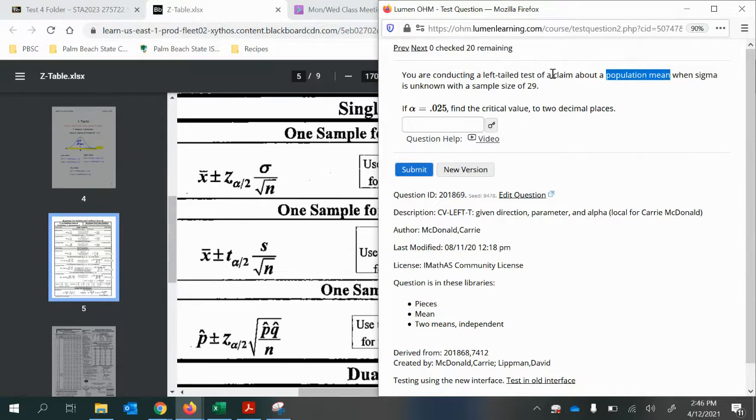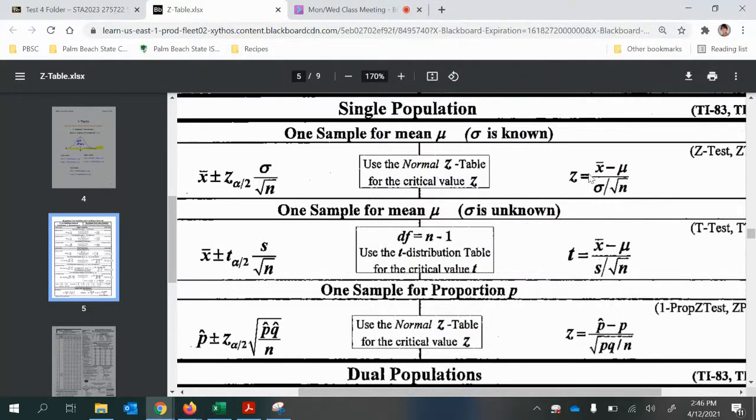So if the word mean is in there when it comes to testing a claim about a population mean, then you have to consider the possibility that you should be using the T distribution rather than the standard normal Z distribution. Now, how can you tell from there if it should be Z or T? It says here that sigma is unknown. This is your sigma, your population standard deviation. If sigma is unknown, then you couldn't possibly use this set of formulas or the corresponding test statistic formula, right? This calls for a population standard deviation to have been given in the problem. So being that sigma is unknown, you would drop down to this option.